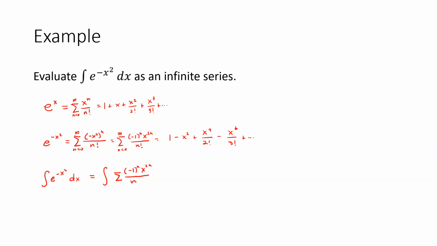Okay, so we can take the integral of x to the 2n in the formula for the series. So I'll write C plus the sum of negative 1 to the n, x to the 2n plus 1, over n factorial times 2n plus 1. So you see all we're doing is really just taking the integral of each separate term of the series here to form this series.